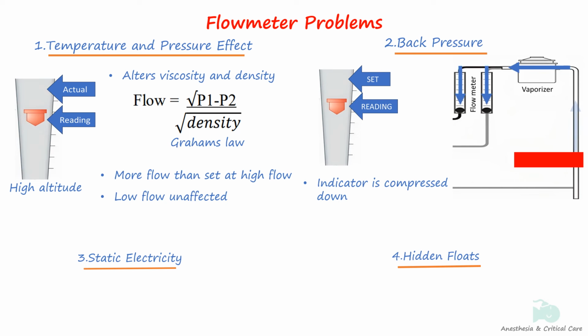Static electricity causes the float to stick to the side of the tube, causing reading inaccuracy. These electrostatic charges are negligible as long as the float rotates freely. The float may adhere to the stop at the top of the tube even if no gas is flowing. The float may disappear from view if the float is broken.